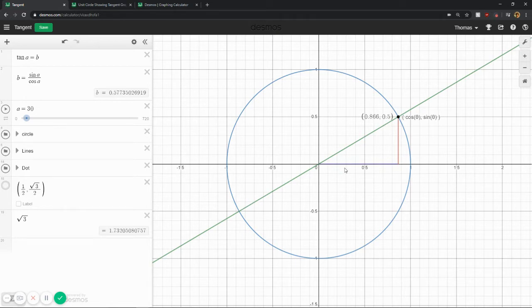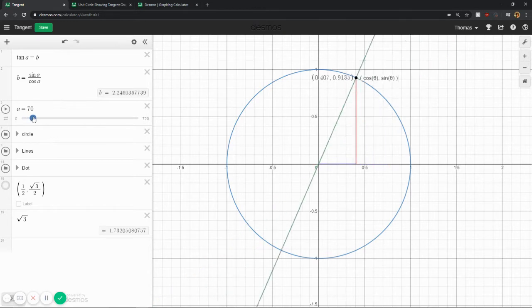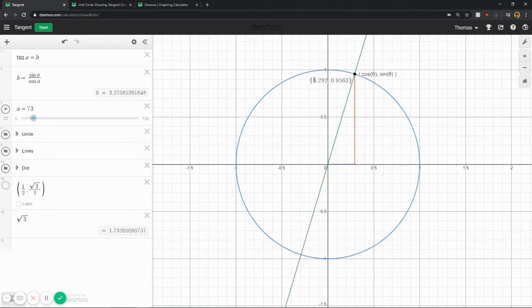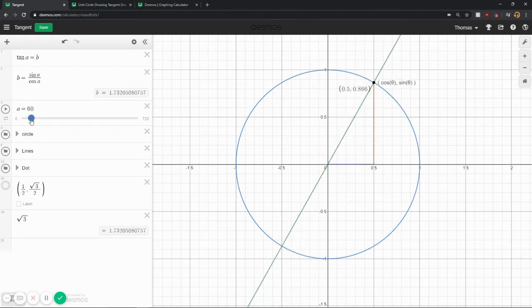And this is what we're used to seeing. There are a few interesting things here. As we change this value of A, you can see that the triangle changes. I have listed what the value of cosine and the value of sine is, and I have that point labeled here. And we know, for example, right at 60 degrees, that the tangent of 60 degrees is the square root of 3.